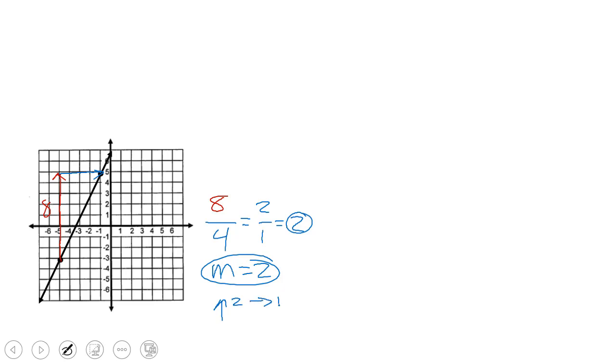And I can do that. I can start there and go up 2 over 1. I'm on the line. Up 2 over 1, up 2 over 1, up 2 over 1. Like a stair step. And I keep ending up on the line.